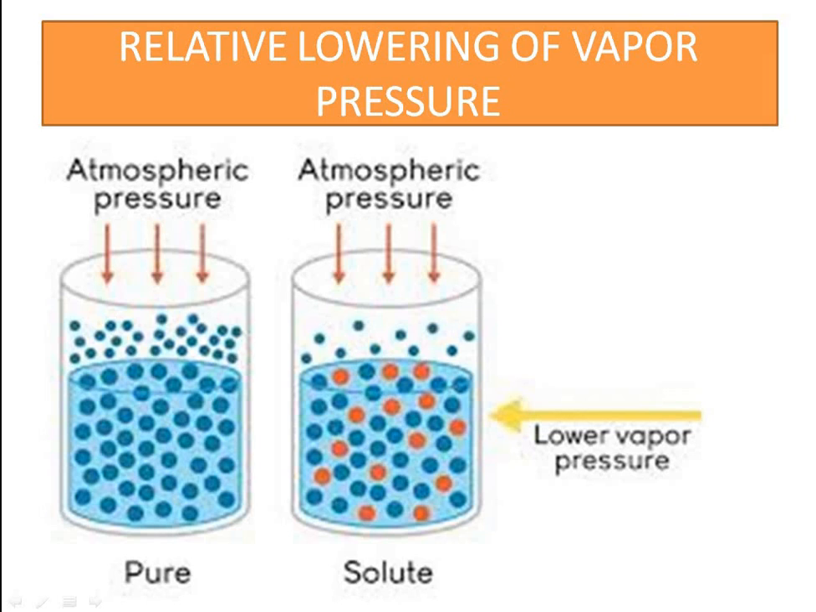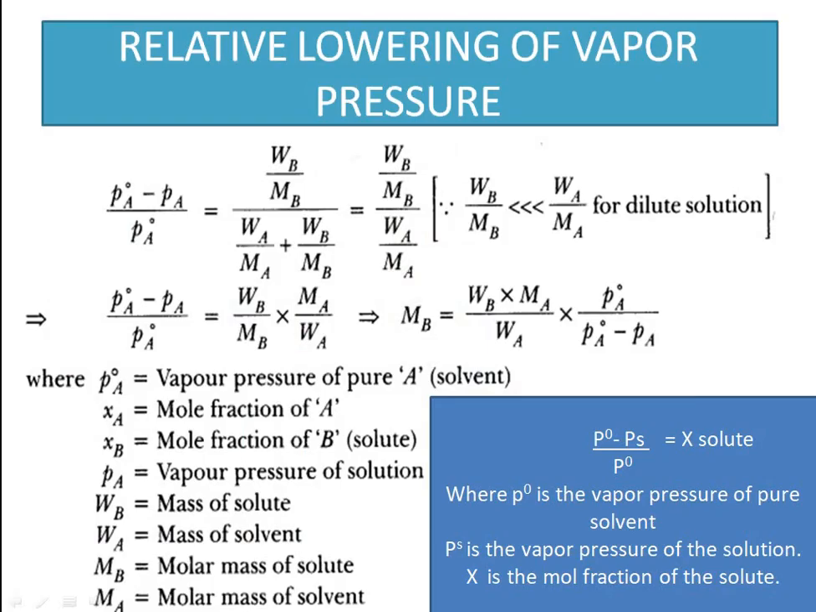Relative lowering means this lowering divided by the actual vapor pressure of the solvent. That is known as relative lowering of vapor pressure. So let us discuss the next one. Pa0 is the vapor pressure of pure solvent, and Pa is the vapor pressure of solution. It means Pa0 will always be more and Pa will be less. This difference is known as lowering, and if you divide by the maximum, it is known as relative lowering. And it depends on the mole fraction: Wb by Mb is the moles of B, so moles of B divided by total moles is known as the mole fraction of solute.